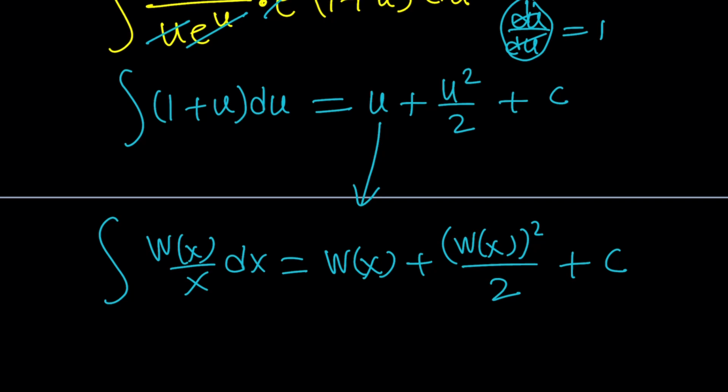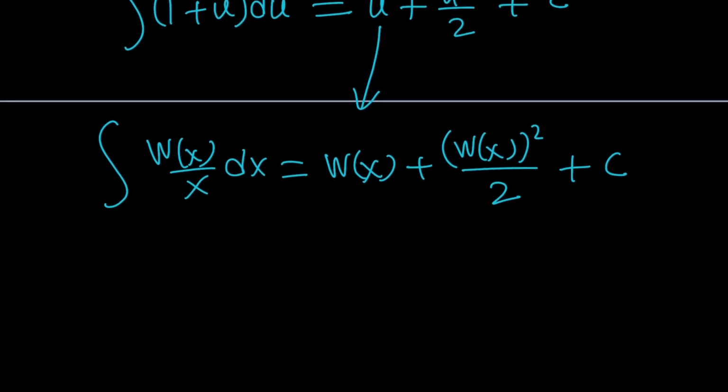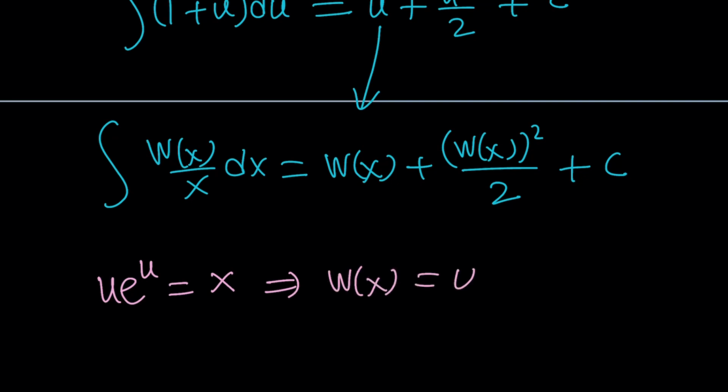So to be able to differentiate w of x, we're going to use our universal identities. What are they? So if u times e to the u is equal to x, let's just suppose, right? This basically means that w of x is equal to u, right? If you apply w on both sides, you're going to get u from the left-hand side.